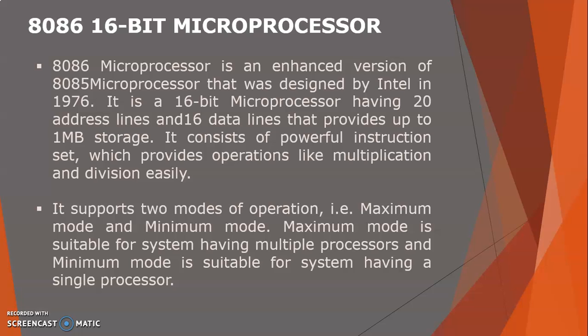What features are included in the 8086? It has an instruction queue which is capable of storing 6 instruction bytes from the memory, resulting in faster processing. It was the first 16-bit processor having a 16-bit ALU, 16-bit register, 16-bit internal data bus and 16-bit external data bus, resulting in faster processing. So this is about the 16-bit microprocessor.